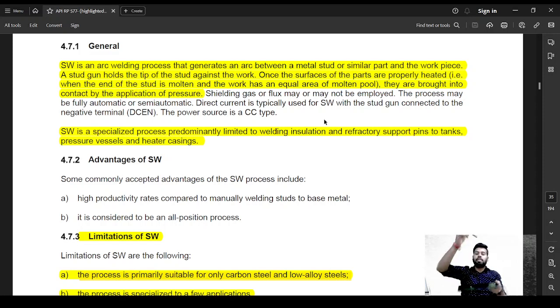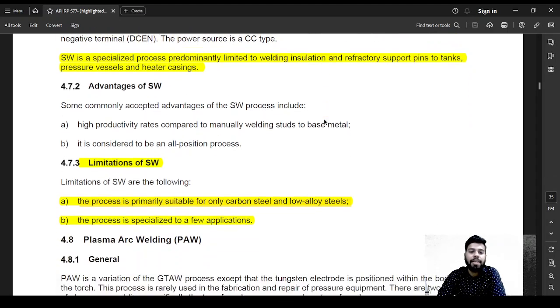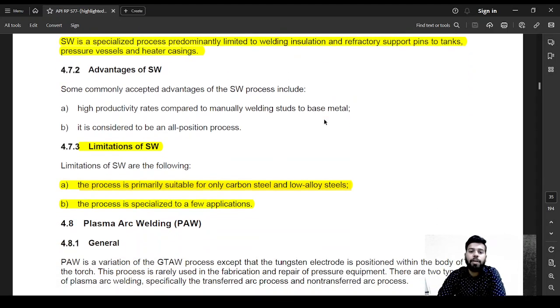So let's imagine this is a stud, and this is a workpiece. You'll have the workpiece and the stud with some gap between them. You'll produce an arc and then you would stick it with some amount of pressure. Stud arc welding is a specialized process predominantly used for welding insulation and refractory support pins to tanks, pressure vessels and heater casings. Advantages: high productivity rate compared to manually welding the studs to a base metal. It is considered to be an all-position process.